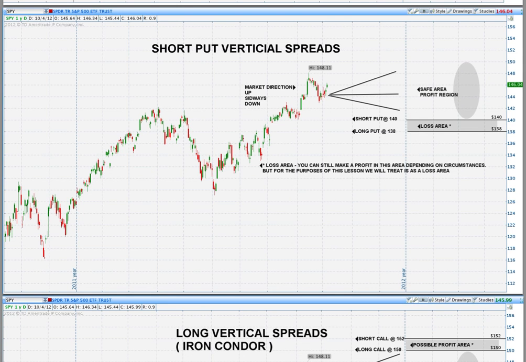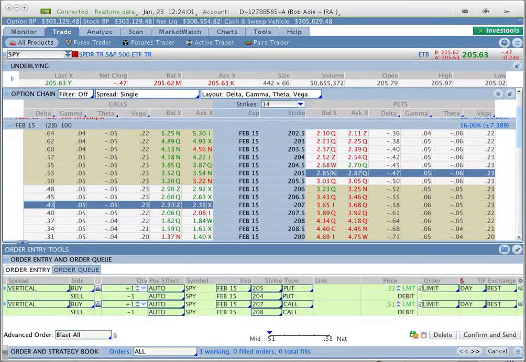Okay, let me pull up the platform real quick. Maybe this will help, maybe it won't. I've already preloaded 2 verticals on here on this paper trade account. And as you can see, these are both purchases. One's on the put side, and the other's on the call side. Now, this may go a little further.